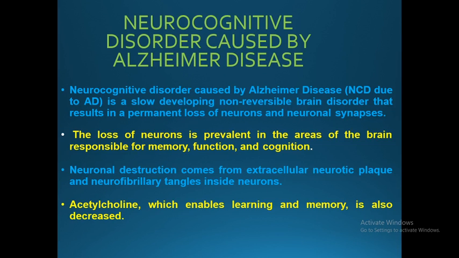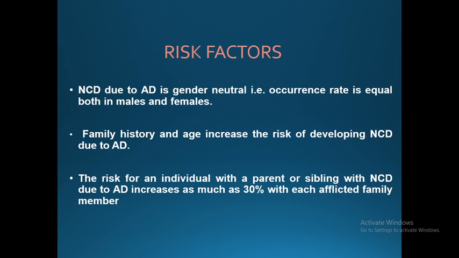That means the loss of neurons is prevalent in the area of the brain responsible for memory, function and cognition. Now we said permanent loss of neurons and neuronal synapses happens, and that is very much prone in areas which are responsible for memory, function and cognition. Neuronal destruction comes from extracellular neuritic plaques and neurofibrillary tangles inside neurons. Acetylcholine, which enables learning and memory, is also decreased. That means which pathway? The cholinergic pathways.